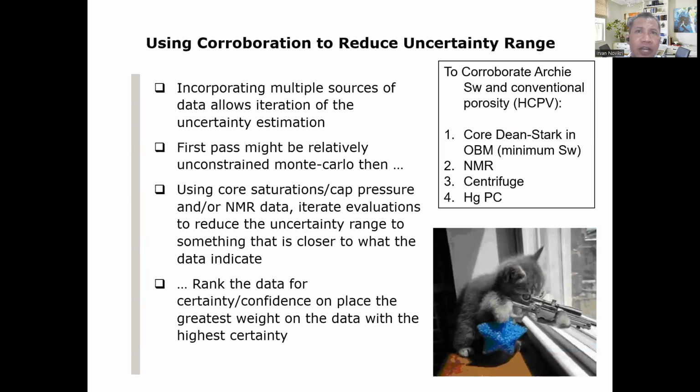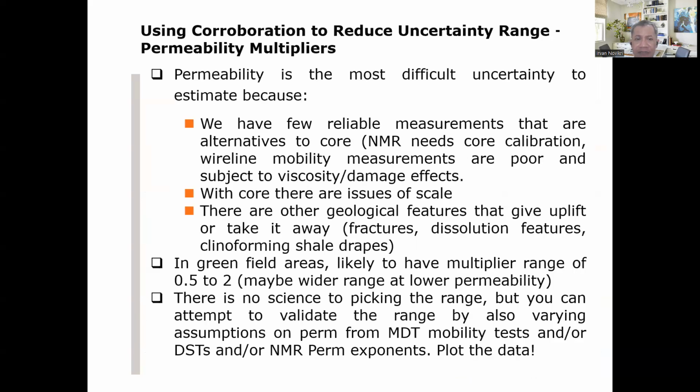The use of corroboration reduces uncertainty in the data analysis, incorporating multiple sources of data: core saturation, capillary pressure, magnetic resonance, nuclear data, and evaluation. The uncertainty range can be iteratively refined to align with the indication from the data. Additionally, ranking the data based on uncertainty and giving more weight to the data with higher uncertainty can further enhance the accuracy of the analysis.